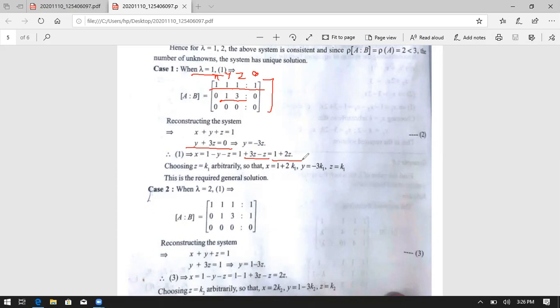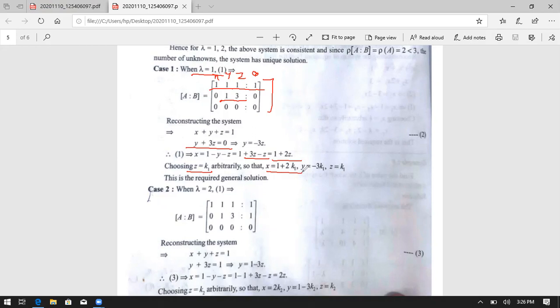Okay, next step is choosing z is equal to k1. Why? Because we are taking the two cases, that's why z is equal to k1. That is the arbitrary constant, you know that one. So then x is equal to, what is the x value? That is 1 plus 2k1. What is the y value? y is equal to minus 3k1 and z is equal to k1. Okay, this is the required general solution.